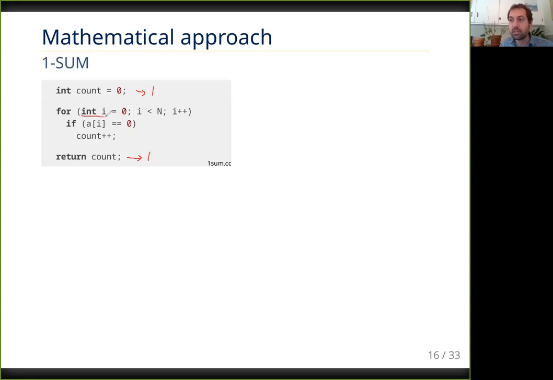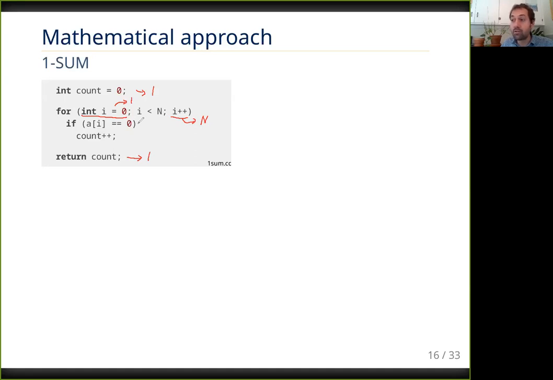So let's look at this one. How many times will this sub-statement be executed? Only 1 time. The initialization of the loop will be executed 1 time. What about this one? This one will be executed as many times as we iterate through the loop. This loop will go from 0 to n-1, so this statement will be executed n times.